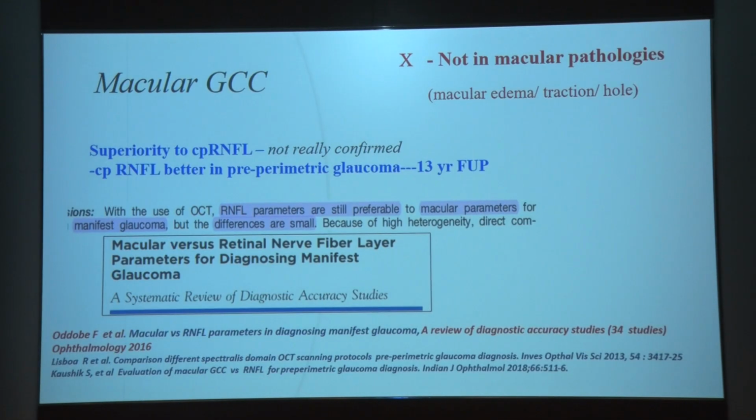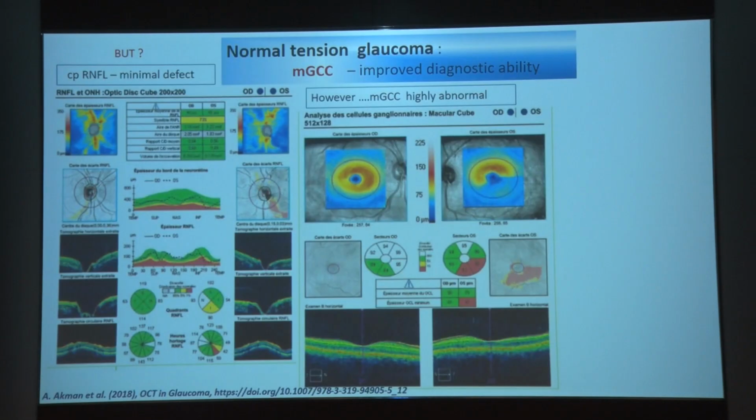Obviously, macular GCC cannot be done in macular pathologies like edema, traction or hole. It is said to be superior to circumpapillary RNFL, however that's not really confirmed, because many studies have said that RNFL is still better. The latest one, a meta-analysis of almost 34 studies, said that CPRNFL is better in the long run, with a 13-year follow-up of patients. However, some authors say no, and in normal tension glaucoma people sometimes prefer to do macular GCC. So you have two options, and you should talk about the two options.